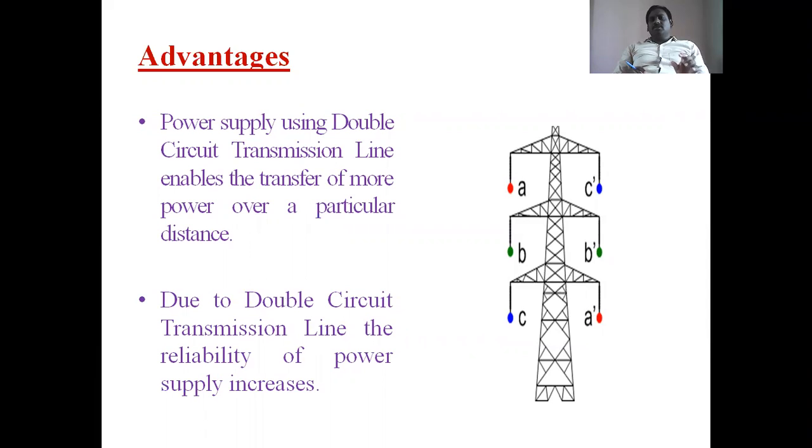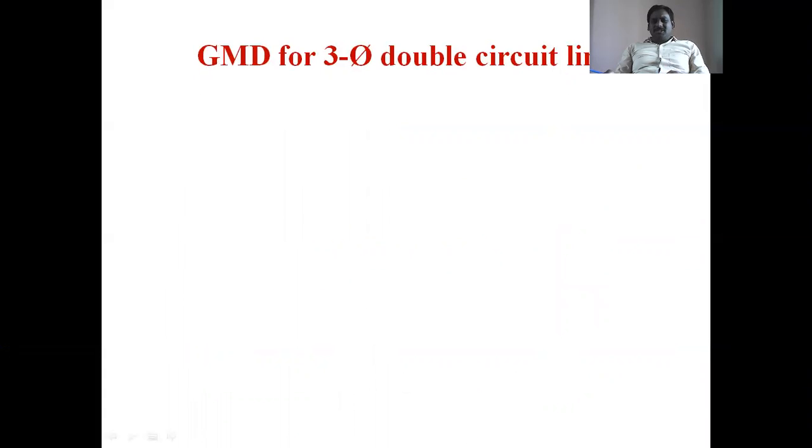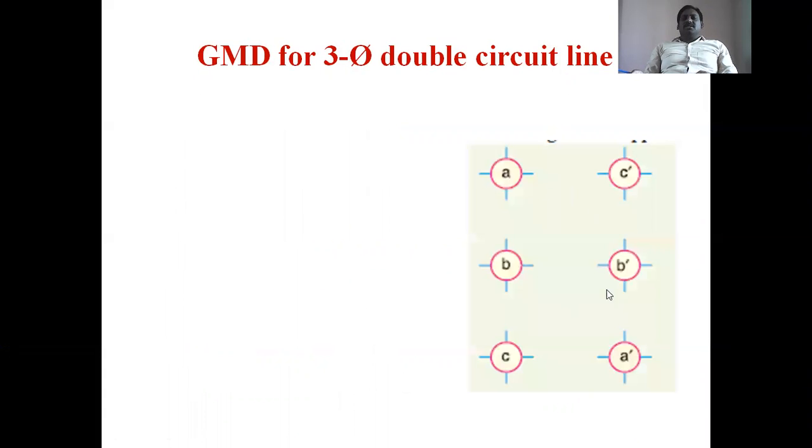For a double circuit three-phase transmission line, how do we calculate the inductance? The inductance can be calculated in terms of GMD. So now we are going to discuss how to calculate GMD for a three-phase double circuit. See here, this is a double circuit line. These are the three phases A, B, C. Each phase has two conductors. In phase A, the two conductors are A and A dash. In phase B, the two conductors are B and B dash. In phase C, the two conductors are C and C dash.